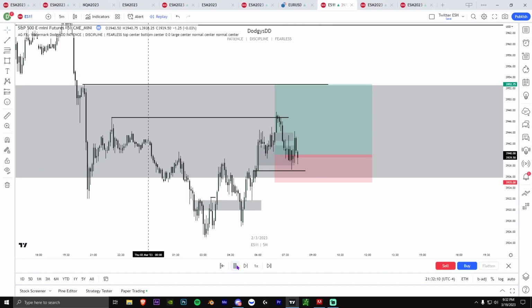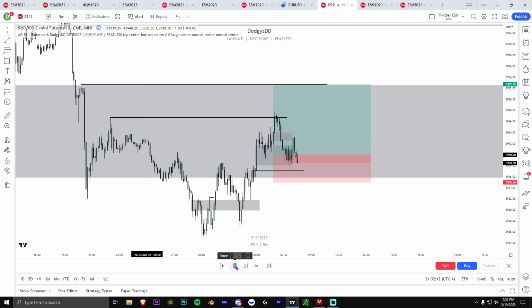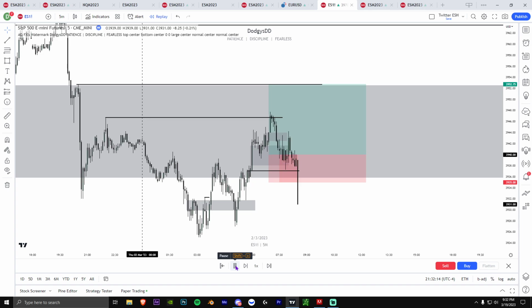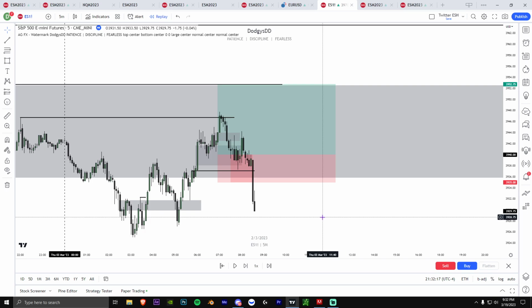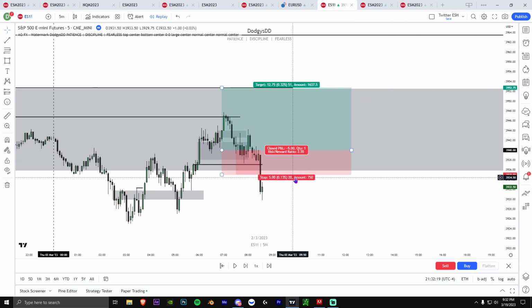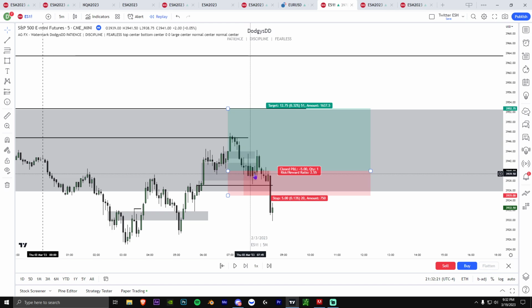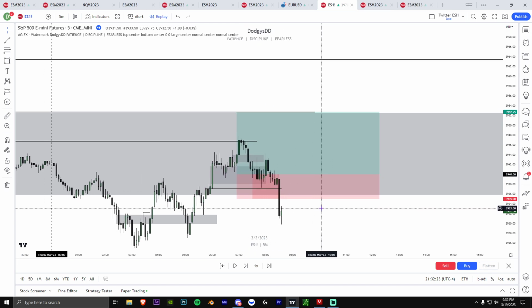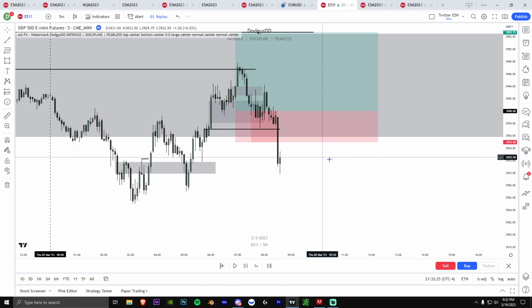I don't know what happens here. Let's see what happens. See if it hits. Yeah, okay. So it did hit the stop loss. Again, it doesn't really matter because I told you anyways, I would have been out at break even. Okay, ideally you want to hit the stop loss.